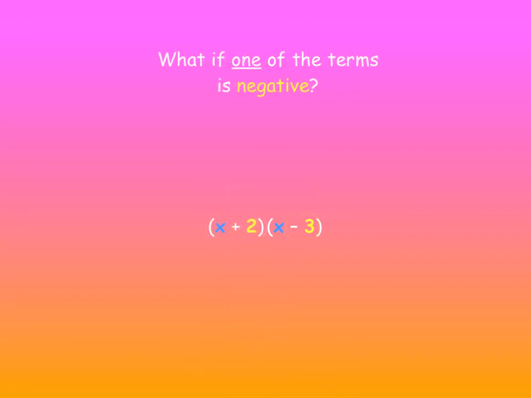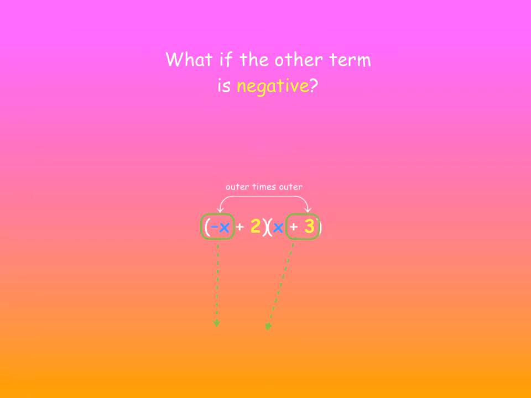What if one of the terms is negative? Outer times outer, positive x times negative 3, positive times negative, minus 3x. And what if the other term is negative? Outer times outer, negative x times positive 3. Negative times positive, minus 3x.